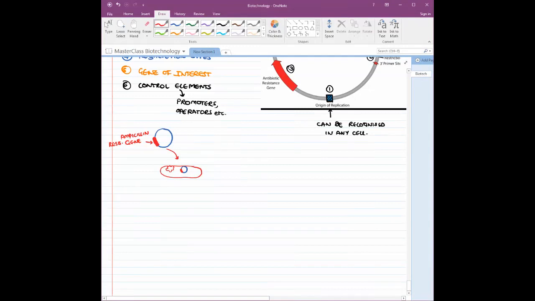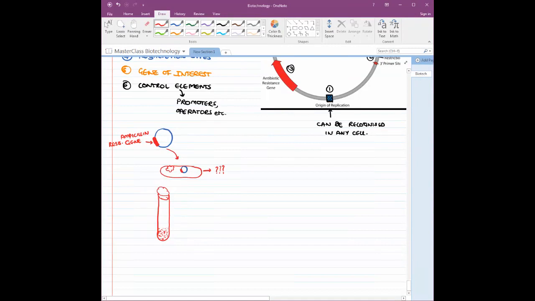So let's say you are working with an entire solution. When you are experimenting, you are going to see only this test tube, and in this test tube you are going to bring about all these reactions. In this, there are going to be millions and millions of bacteria, and only a few of them are going to take this plasmid. How are you going to identify these from the population?